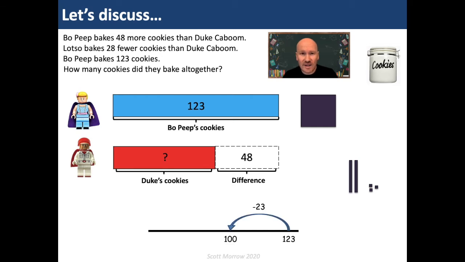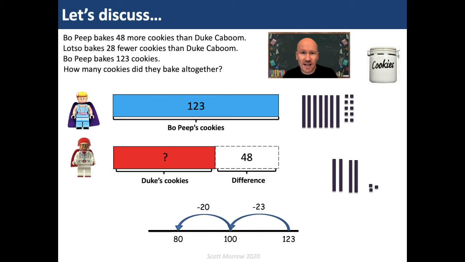I've still got another 25 to take away, so I'm going to need to exchange that 100 for 10 tens. Now what I can do is take away 20. I'm going to take away 20, we've got 80 left. I've only taken away 43 so far. I've still got 5 more to take away, so again I'm going to need to exchange. I'm going to exchange one of those 10s for 10 ones. Now I can subtract that last 5 and we're left with 75. I've taken the full 48 away from the 123, so I can see that Duke has baked 75 cookies.